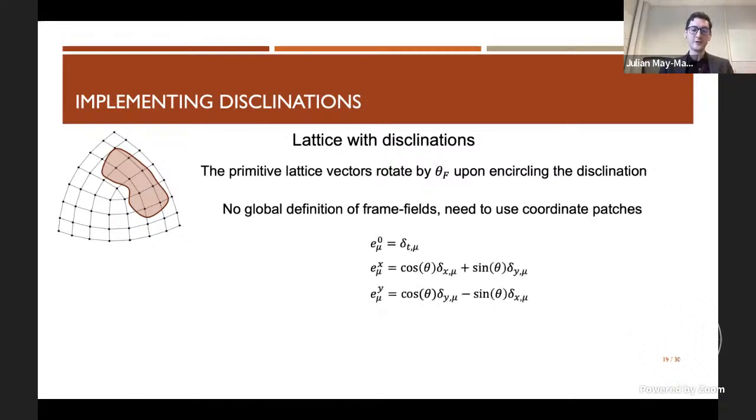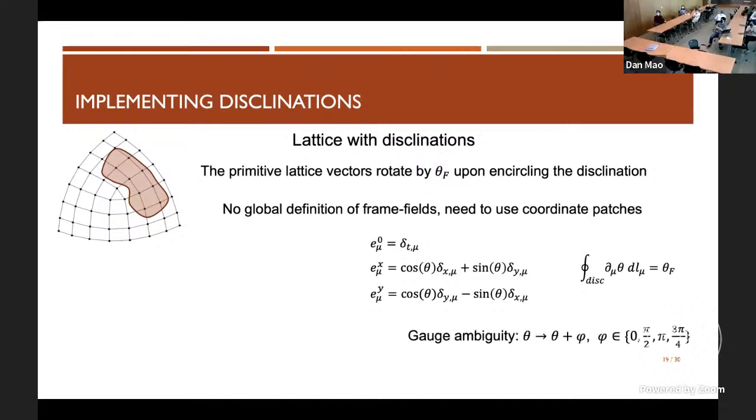And in general, we can choose to pick our frame field as being of this form right here, where θ is some sort of arbitrary spatially dependent angle. Now, when we encircle the disclination, we should find that the winding of θ is equal to our Frank angle, θ_f, which corresponds to a rotation of our frame field by the Frank angle. And here, the gauge ambiguity I mentioned before corresponds to a shift of θ by some function φ, which takes values in 0, π/2, π, or 3π/2.